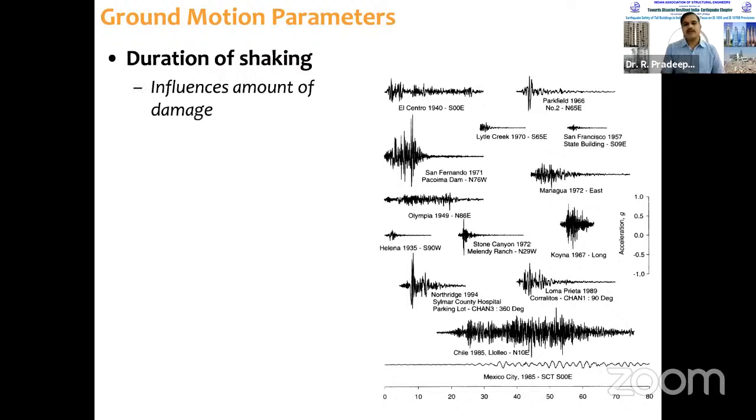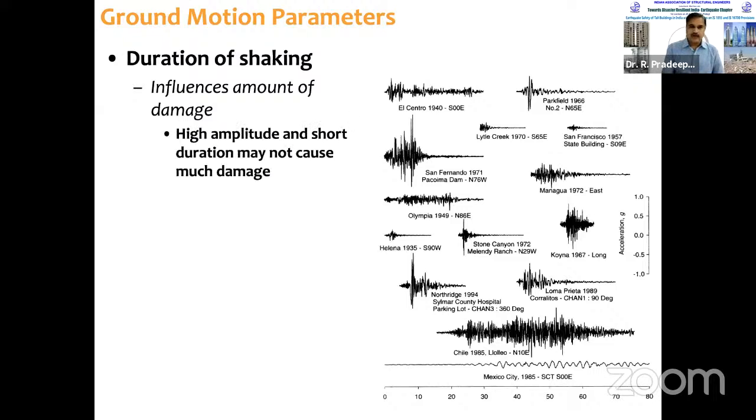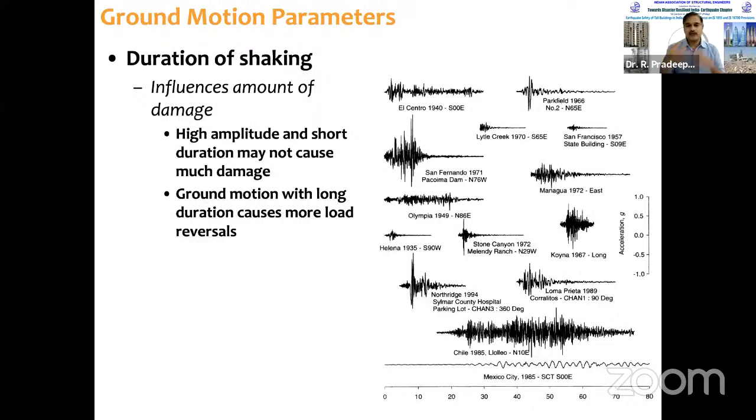And then duration of strong ground motion shaking. Duration of shaking actually influences the damage. Sometimes what happens is high amplitude, short duration ground shaking may cause less damage compared to long duration but slightly lesser amplitude. Because of more stress reversals or load reversals, damage gets accumulated, hysteresis energy gets accumulated, and that causes damage. So how do we account for it? It accounts for degradation of stiffness, and in soil, the increase in pore water pressure.